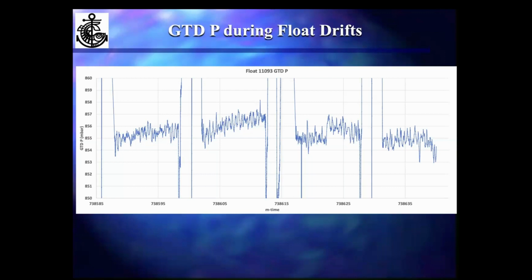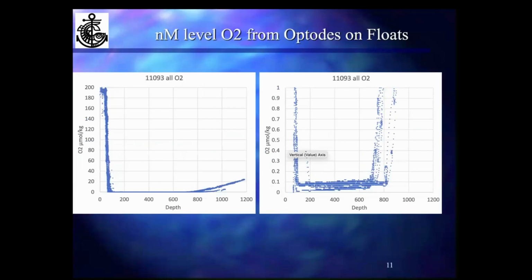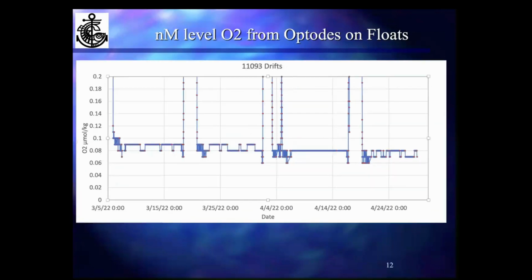Okay, so we're also figuring out how to do oxygen real low. This is from what Eric's doing. So this is oxygen from that same float. And again, looking at the oxygen and the drifts, you can see we're down looking at differences on the order of maybe 15 nanomole oxygen, plus or minus.